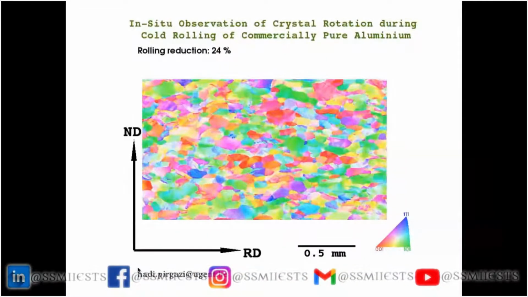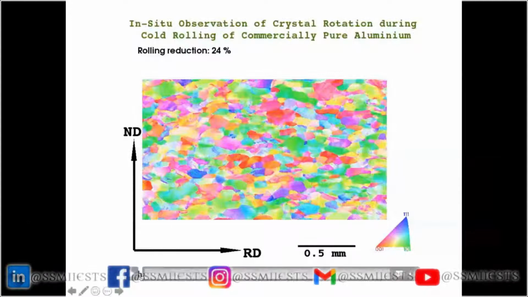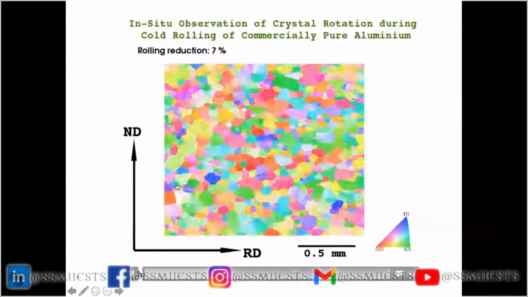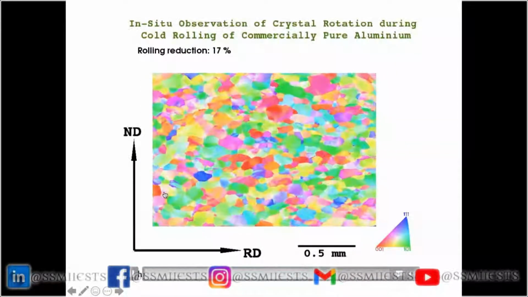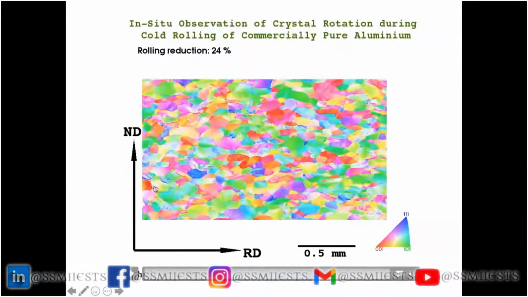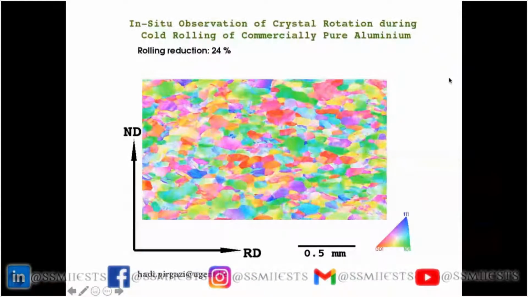And you can see two things. First of all, the grains, they change color. If you have an initial grain, after some amount of deformation, it has changed the color. So that's because the crystal rotates. The color here means crystal orientation.